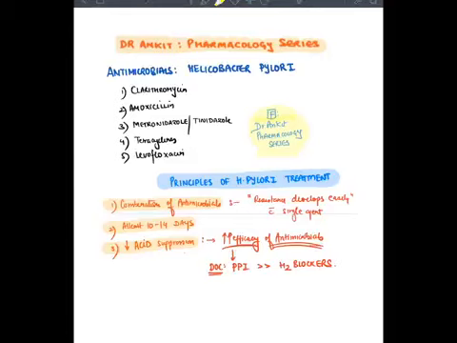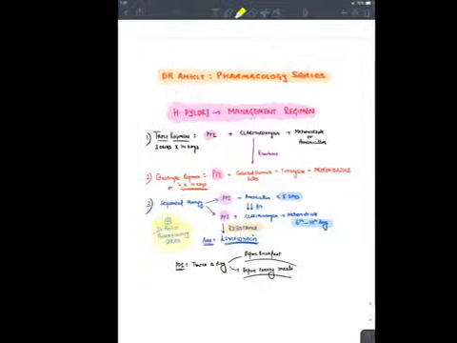Now what is the principle of H. pylori treatment? Remember, we should give a combination of antimicrobials. We should not give a single antimicrobial, otherwise there will be development of resistance. The therapy must be given for at least 10 to 14 days, and we should also reduce HCl production by proton pump inhibitors, because proton pump inhibitors will increase the efficacy of the antimicrobials.